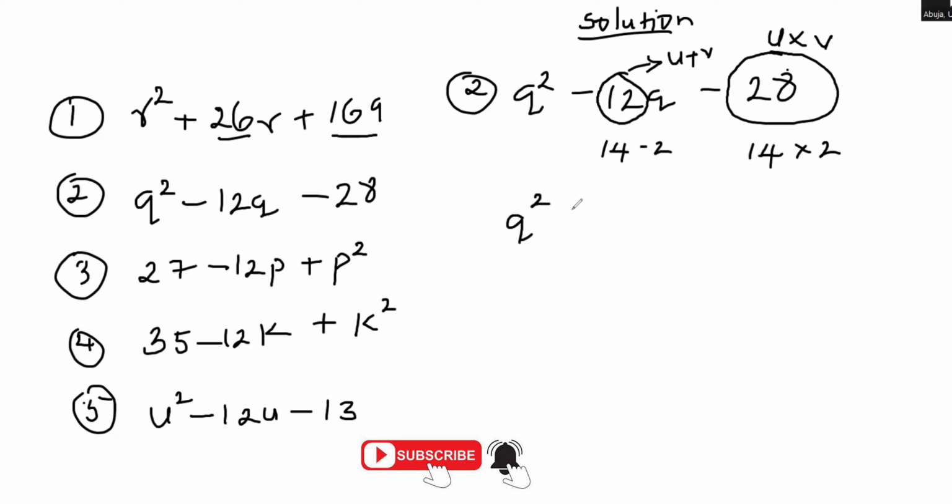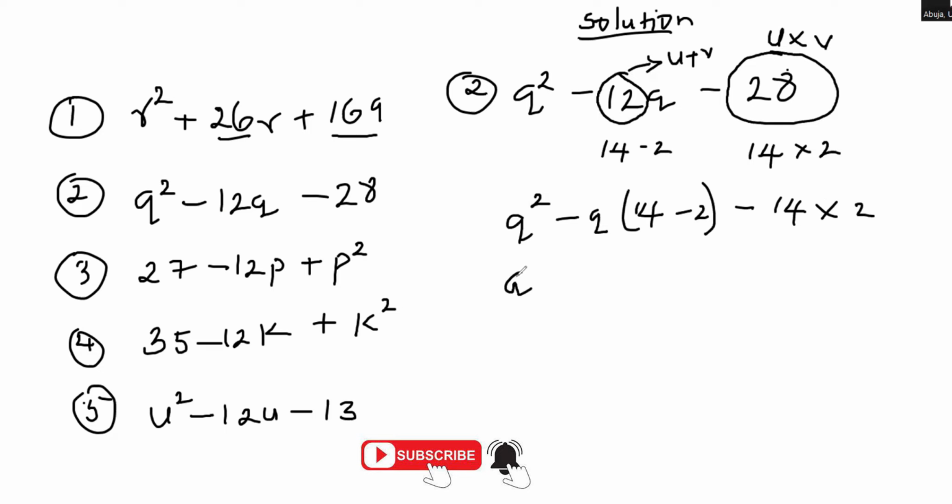We have q squared minus, now instead of writing 12 here, I'll replace 12 with what? 14 minus 2. So I'll have my q first, open bracket. Now I have 14 minus 2, close the bracket. Minus, this minus is part of the question. So now instead of having 28 here, we replace 28 with this. So we have 14 times 2. Beautiful. So let's open this bracket.